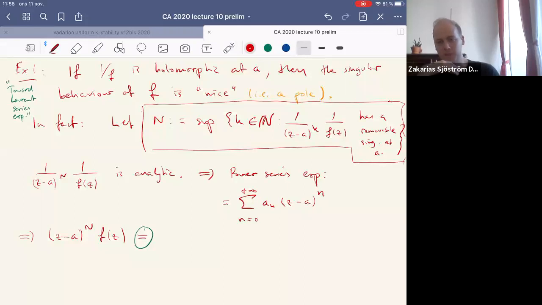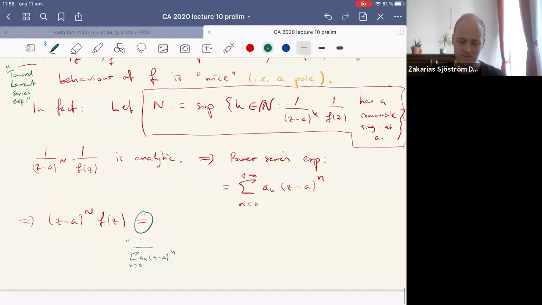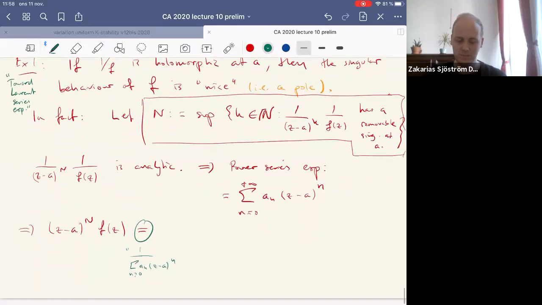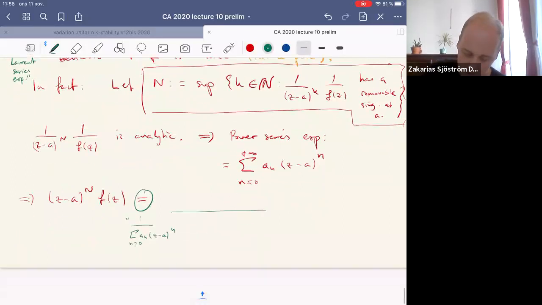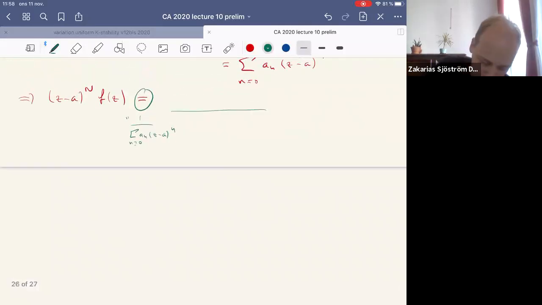So then this would be 1 over all of this sum of an z minus a to n. Okay, but can this be expanded in a normal power series if I divide by a power series? Or not? So what do you think? Okay, so let's look into it. Let's leave this empty then, and make a little parenthesis here about division of power series.